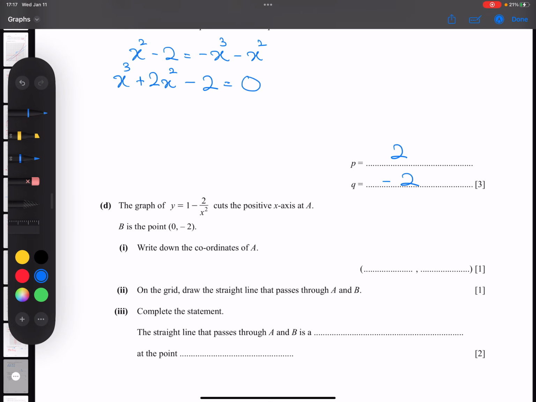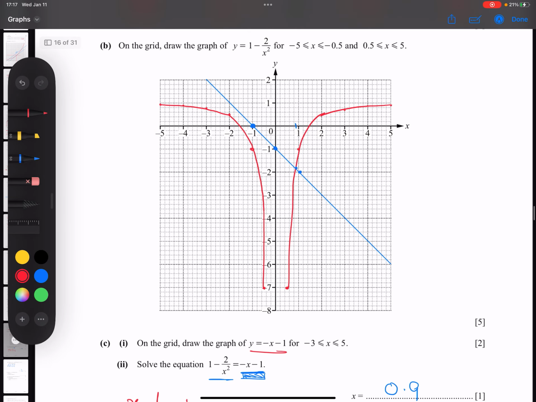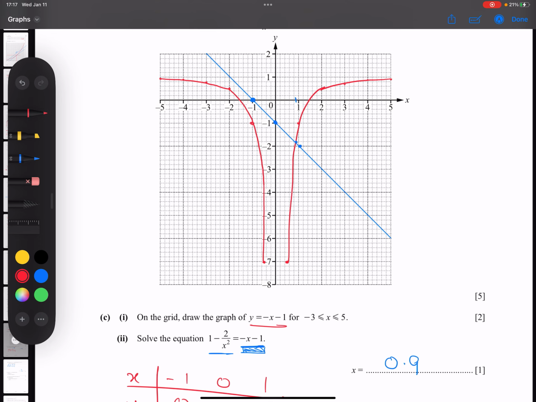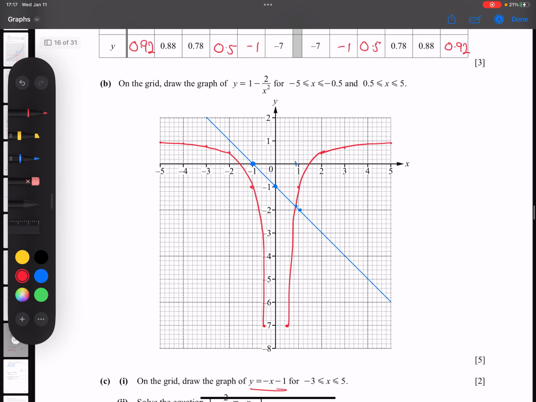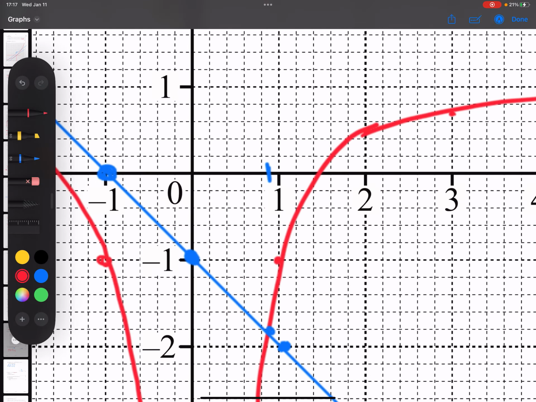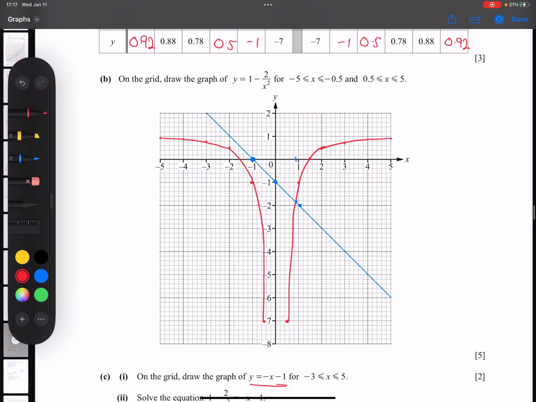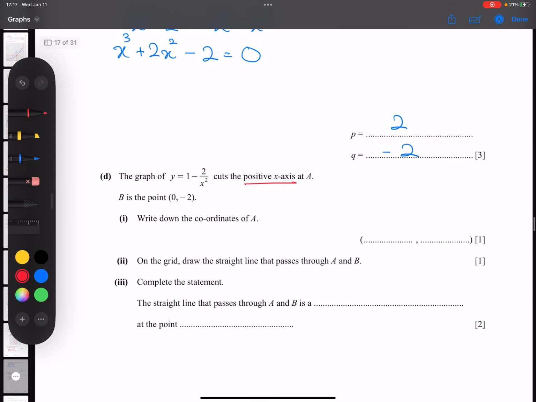The graph of 1 minus 2 over x squared cuts the positive x-axis at A. B is the point 0 and negative 2. Let's write the coordinates of A. The coordinates of A are the x-intercepts. So let's go and find the x-intercepts. Positive x-axis, it cuts it over here. So A can be 1.5 and 0.